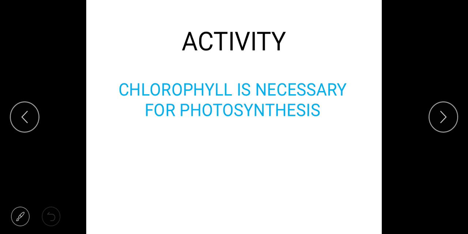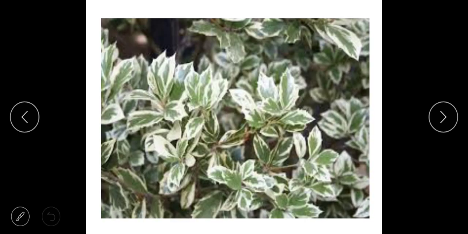There are two activities associated with photosynthesis in your syllabus. The first is that chlorophyll is necessary for photosynthesis. For this activity, we have to take a plant with a variegated leaf. Variegated leaf means a plant which has green patches as well as yellow or white patches. You can take the example of ivy.